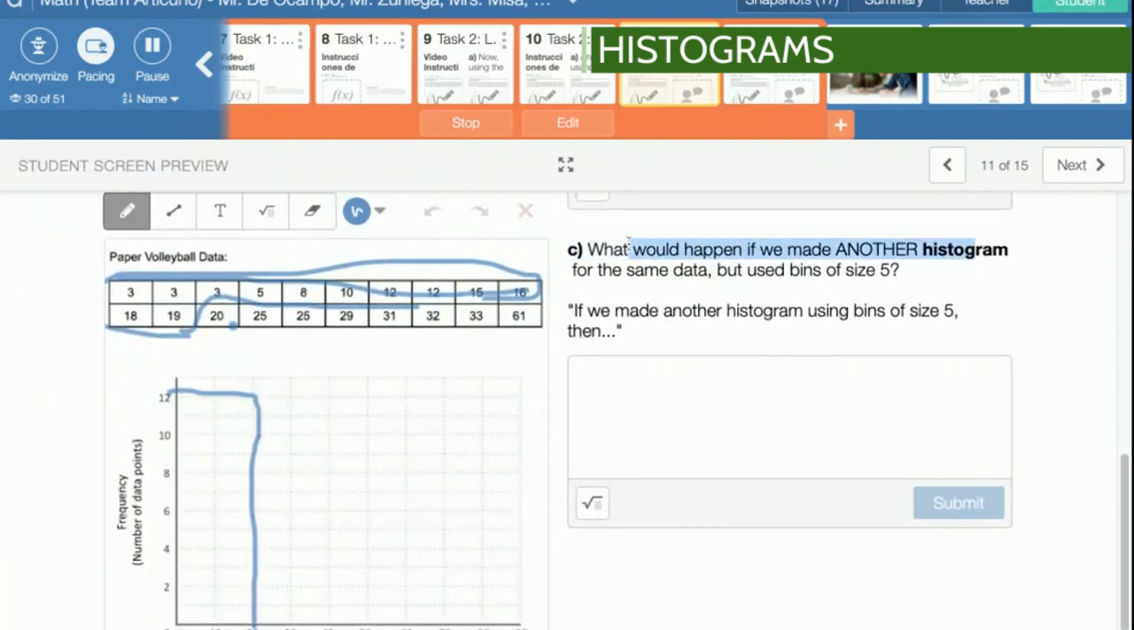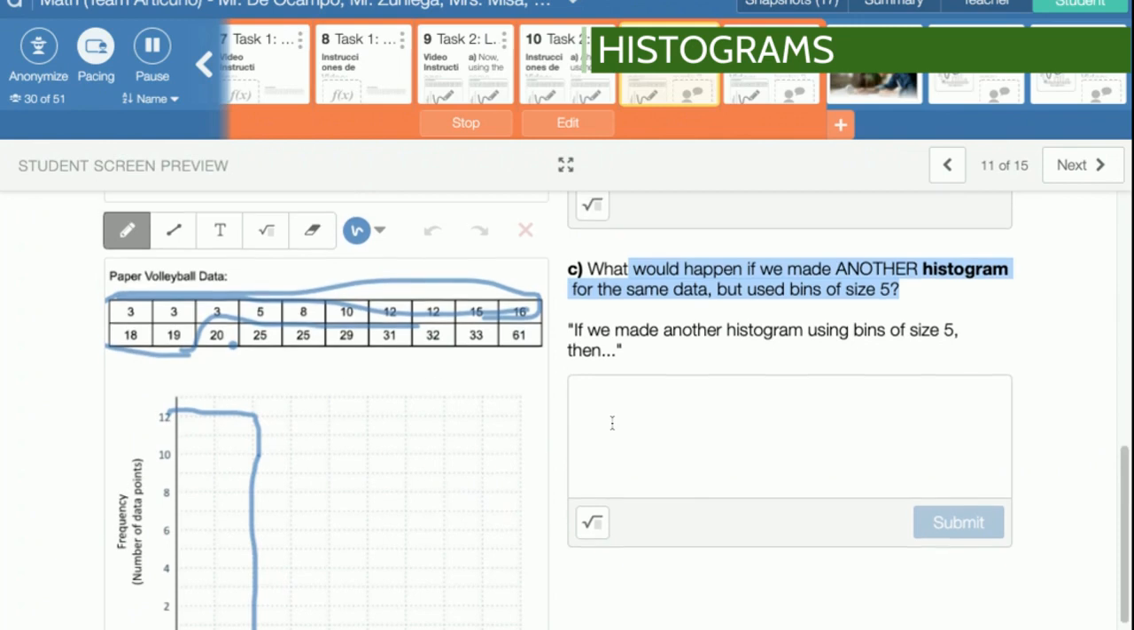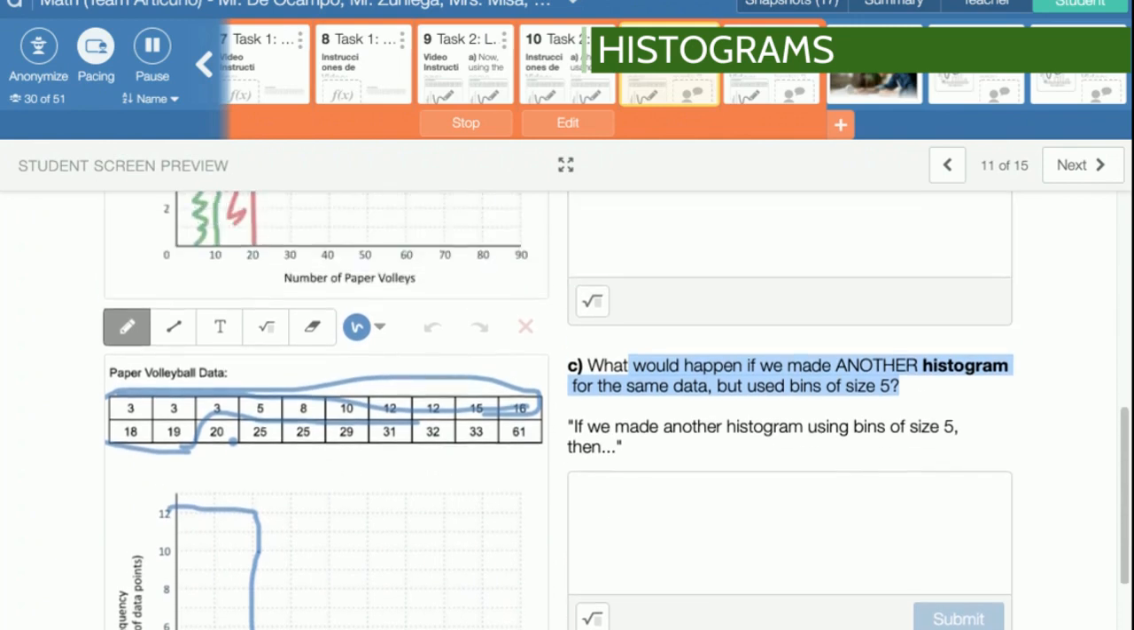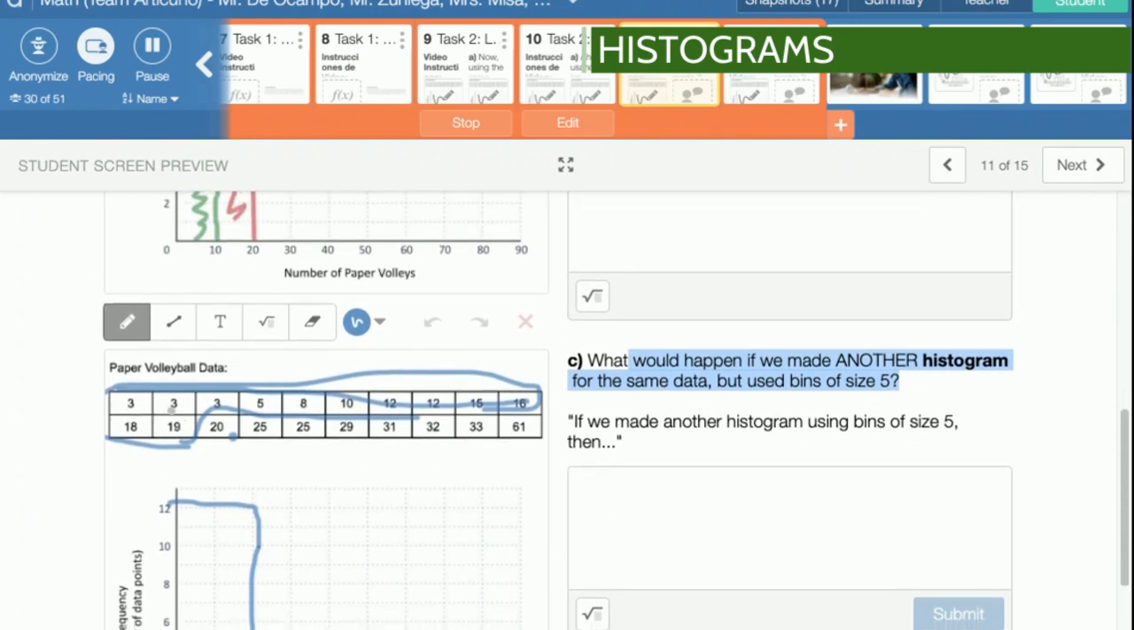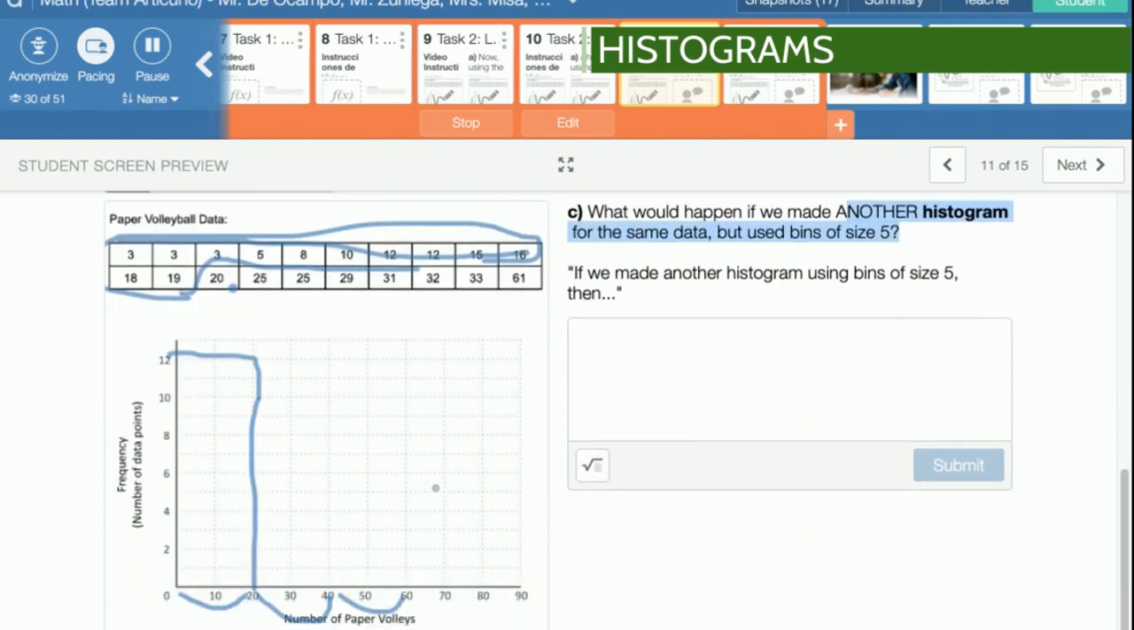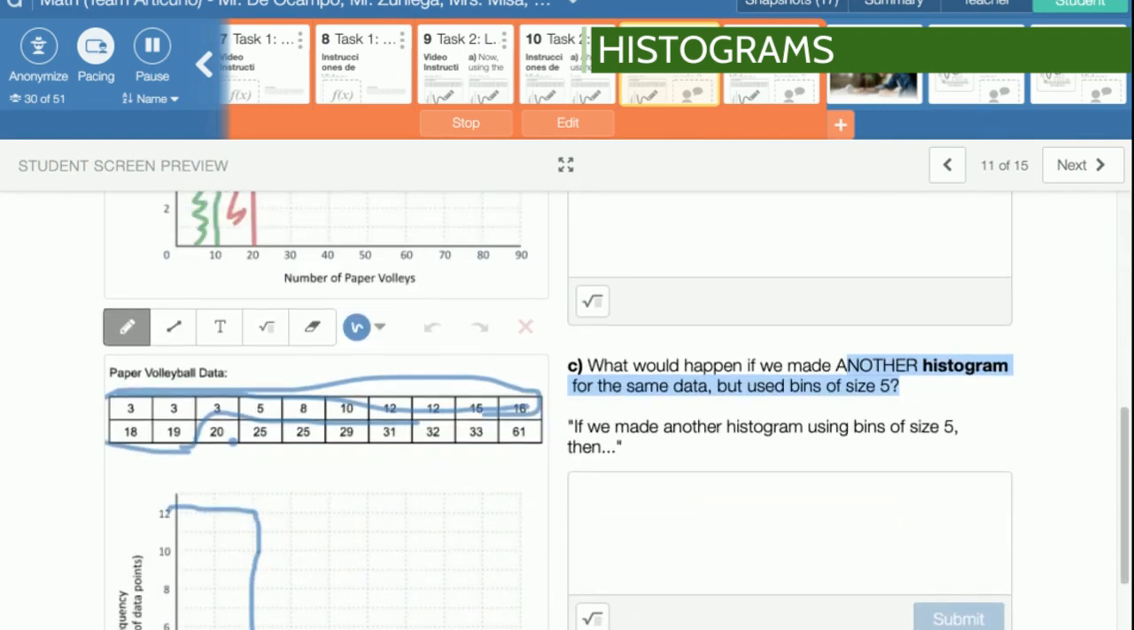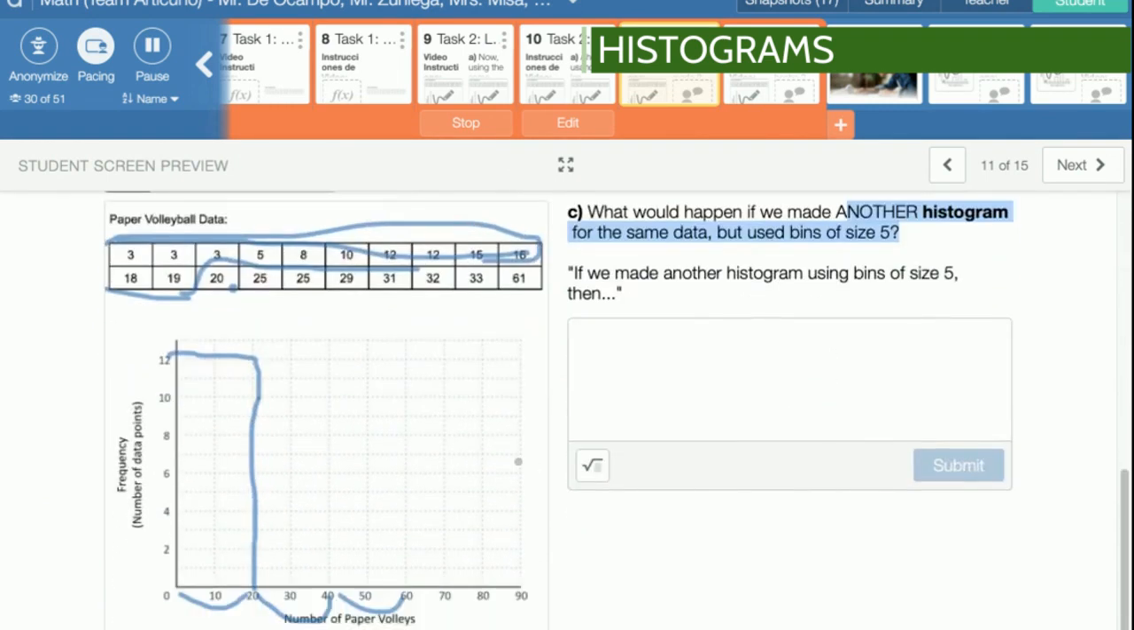And what would happen if we made another histogram but used bins of size 5? Okay. So what do you think would happen? And maybe you can draw like this. You can color code it and talk about what would happen. Or you could try to draw the histogram yourself on a piece of paper, okay? Because there is no other drawing space.